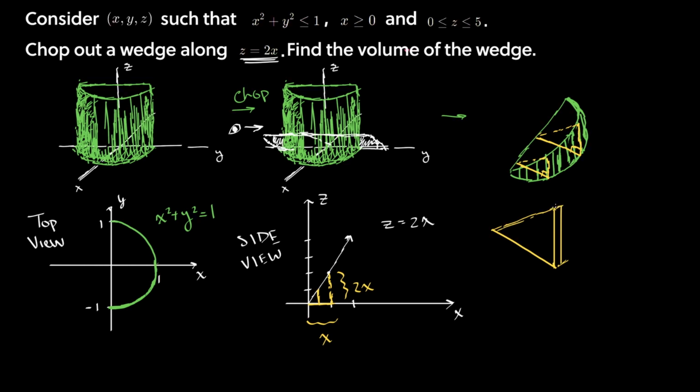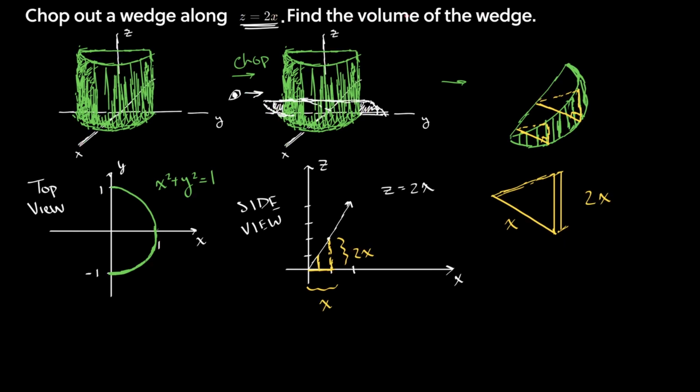Get that going. All right. So that's one of our slices with a little piece of depth. And what we found was this. We found that this length here is going to be x, and then this height of our triangle is going to be 2x. We still don't know the depth, but we'll figure that out shortly.